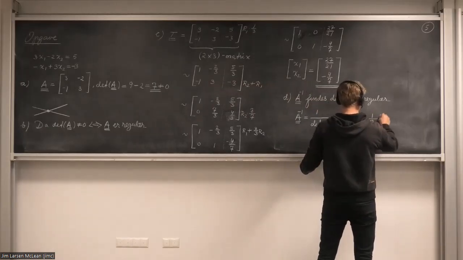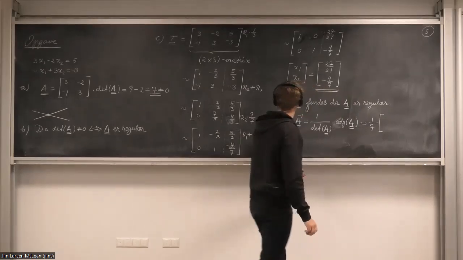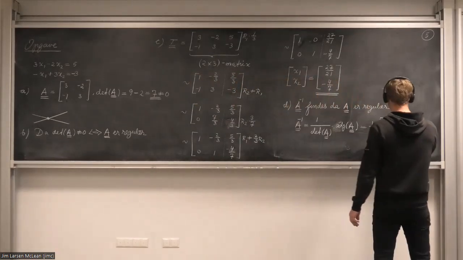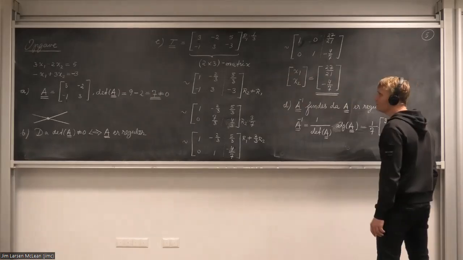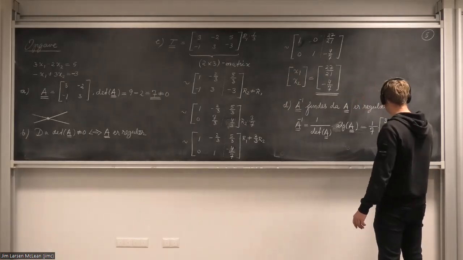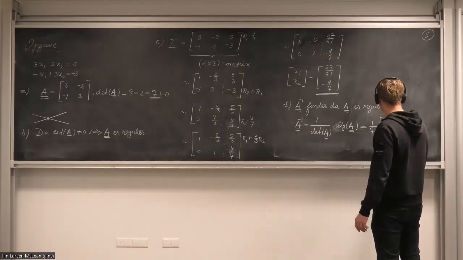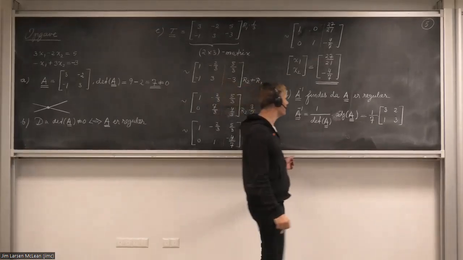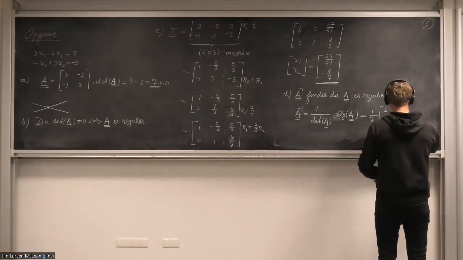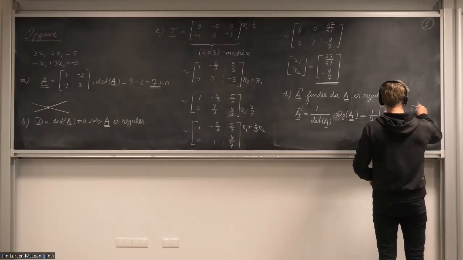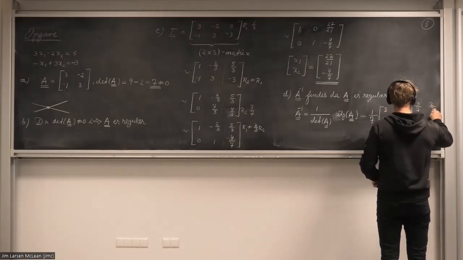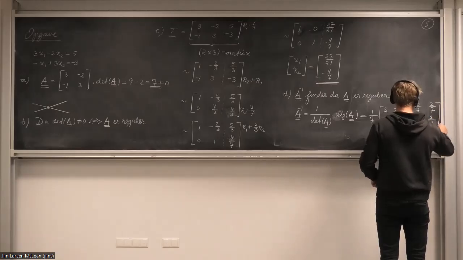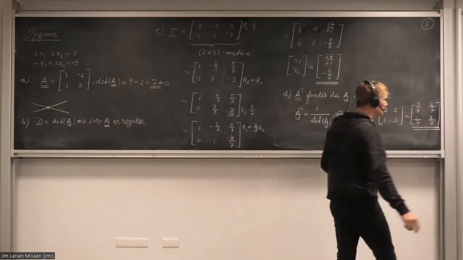And then we need to work with the adjugate version of A. That means I need to swap the diagonal elements. It remains the same, 3 and 3, and then I have to change the sign outside the diagonal. So here it will be 2, and here it will be 1. And then I can multiply in, so I get 3/7, 2/7 here, and 1/7 here, and 3/7 here. So that was the inverse.